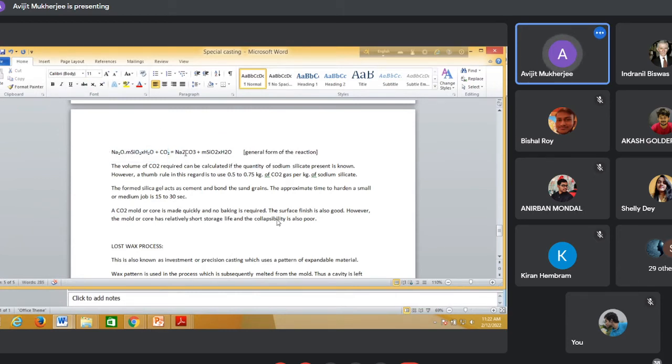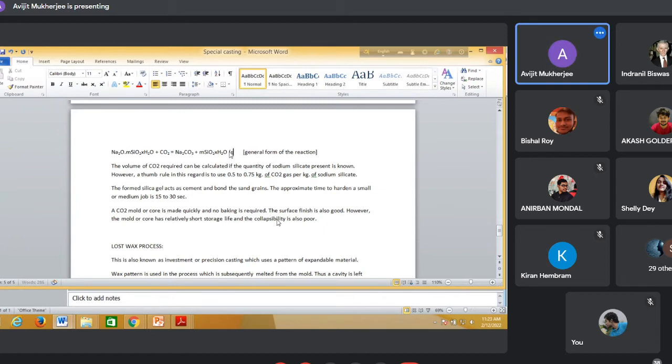So what is the product? Na2CO3 plus mSiO2·xH2O, and this mSiO2·xH2O is the sodium silica gel, from liquid sodium silicate, that is known as silica gel.